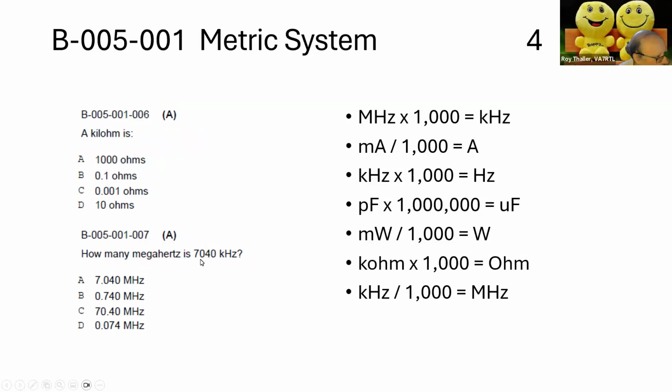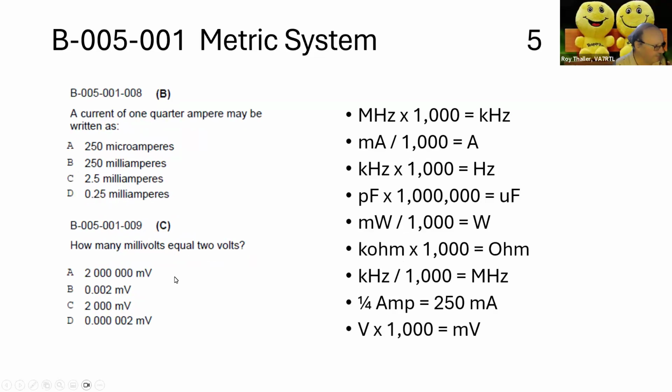How many megahertz in 7,040 kilohertz? In this case, you have to divide by 1,000. That gives you 7.04 megahertz. A is the correct answer. Here is another question. We have 1/4 of an amp. 1/4 of an amp is 0.25 of an amp. In this case, you're going to have to multiply by 1,000. So the answer is 250 milliamps.